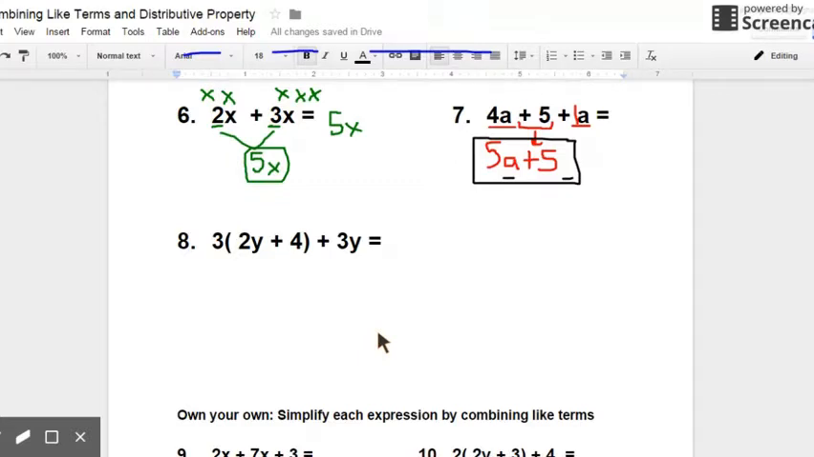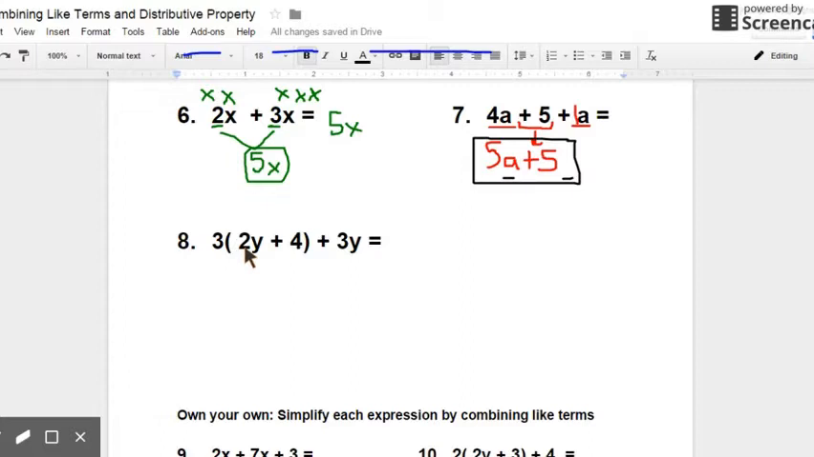Well, here we have the distributive property. Remember, order of operations says we have to get rid of these parentheses. If I look inside, I can't combine 2y and 4 because these are not alike. The only like terms I have are the y and the y, but I have to get rid of the parentheses first. Now, combining like terms only has to do with addition and subtraction.